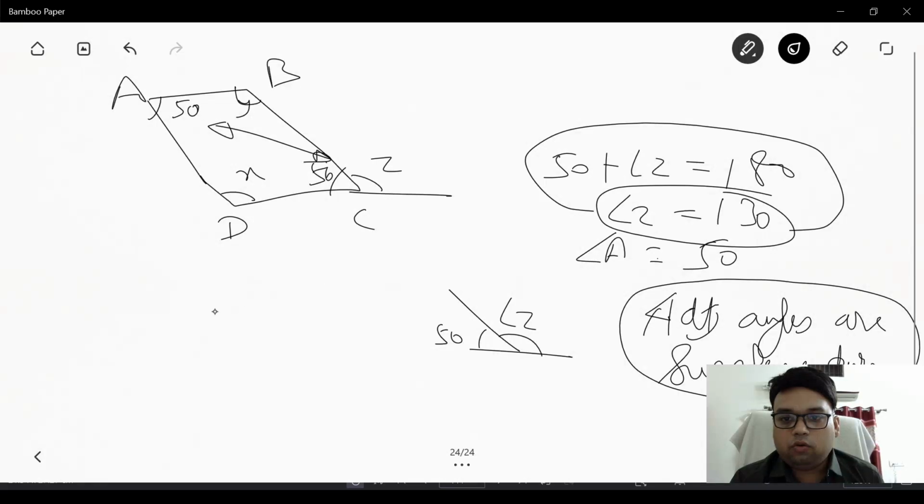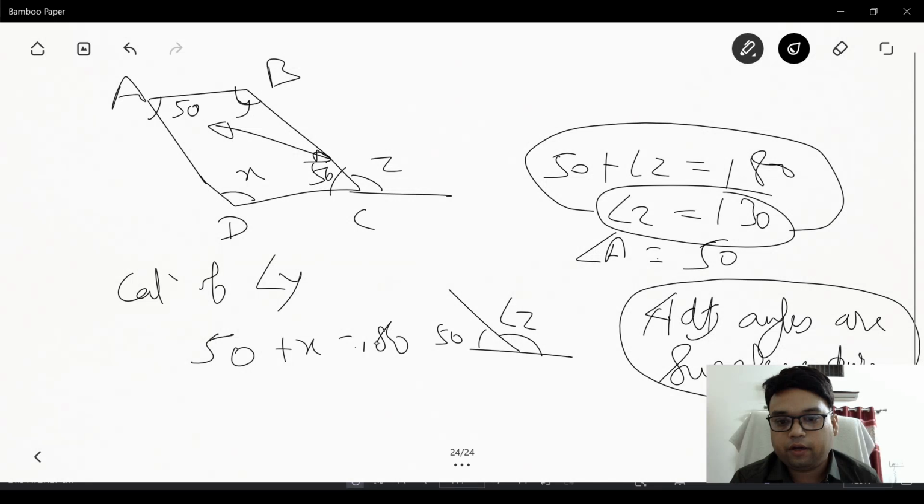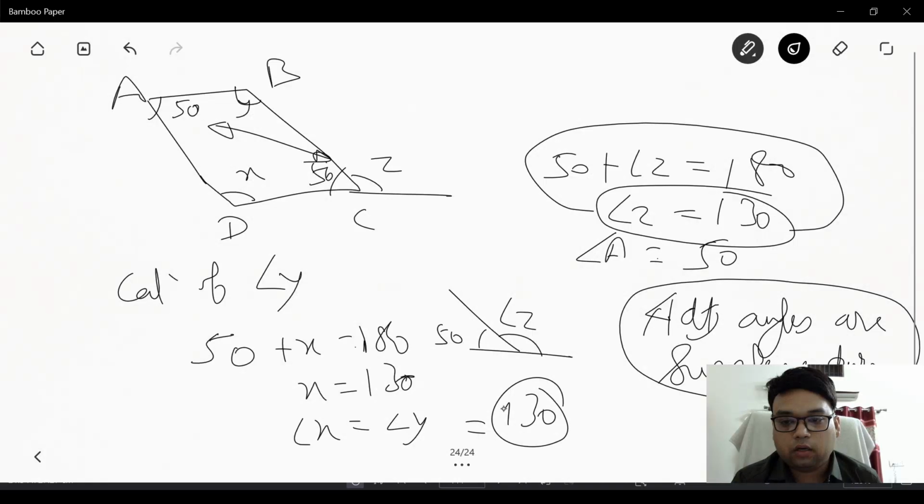Now further moving to the calculation of angle y. There are many ways to do it. If we calculate angle x, the sum of adjacent angles is equal to 180 degrees, so 50 plus x is equal to 180 degrees. So x is equal to 130 degrees, and angle x is equal to angle y because opposite angles are also equal, so angle y is equal to 130 degrees. There are many ways to calculate angle y. So this is our answer for question number 2.